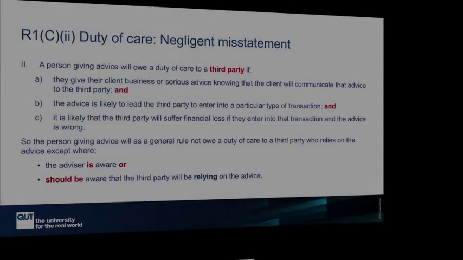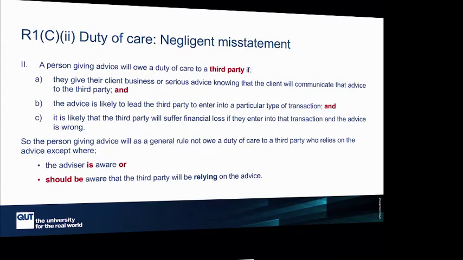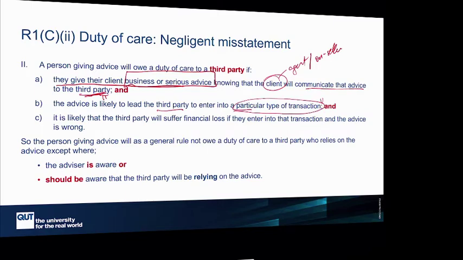Okay? So a person giving advice will owe a duty to a third party if they give their client business or serious advice, knowing that the client or the agent or on-seller of the advice will communicate that advice to the third party who's going to be our plaintiff. That advice is likely to lead the third party to enter a particular type of transaction. And it's likely the third party will suffer loss if they enter into the transaction and the advice is wrong.